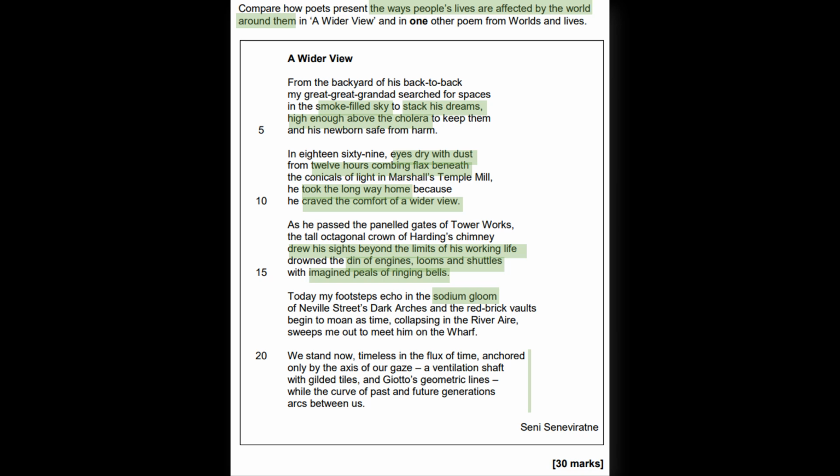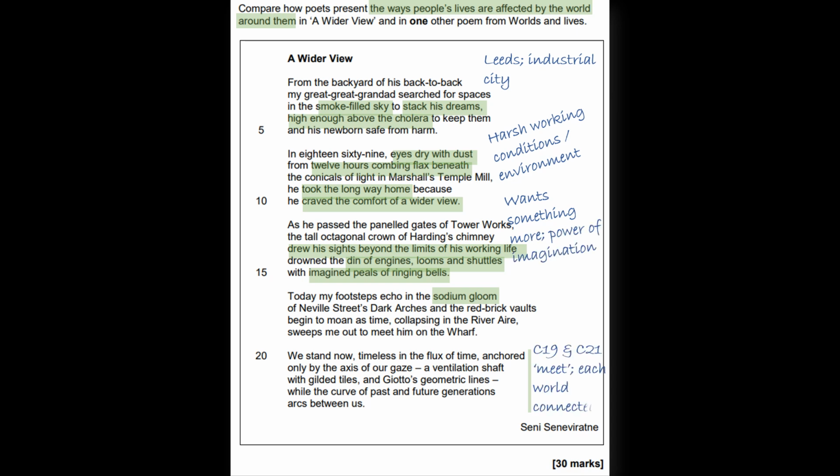At this stage, you're just looking for potential evidence. Afterwards, have a think and briefly jot down anything else you remember about the poem and the impact of the surroundings or the reaction of people to these surroundings, like so. Finally, return to the focus of the question. Overall, what does Seneviratne seem to be saying about the way the world around us affects people's lives?